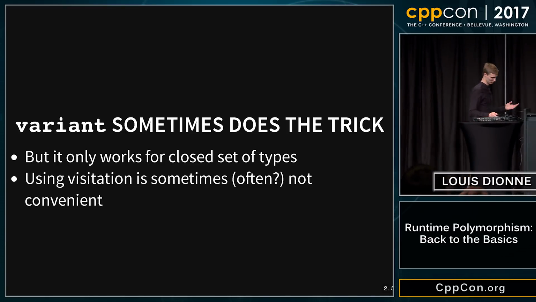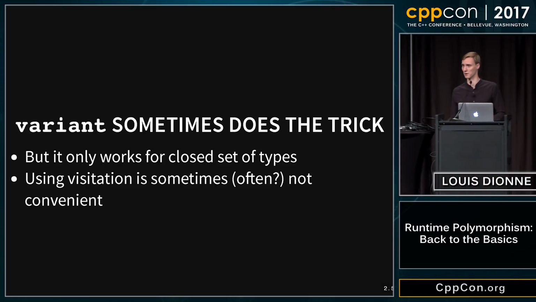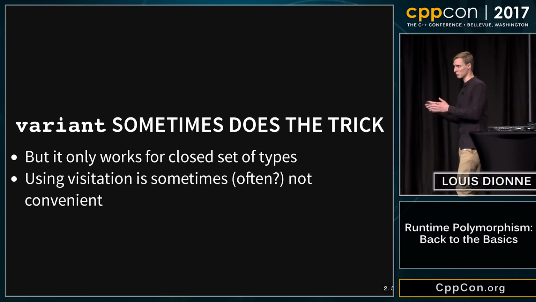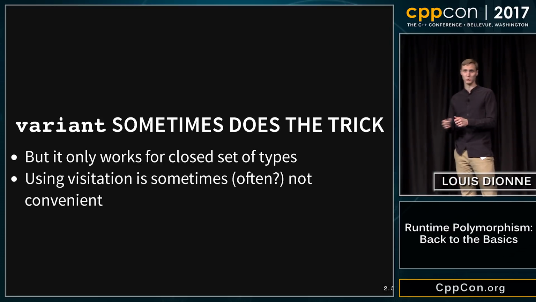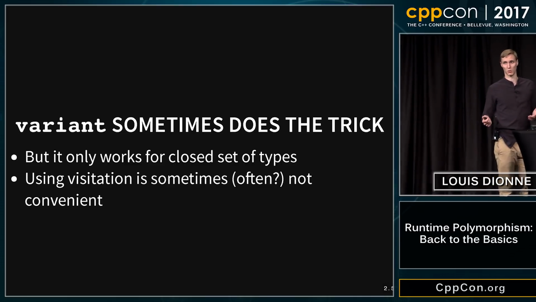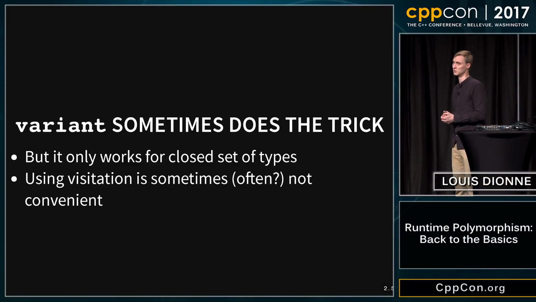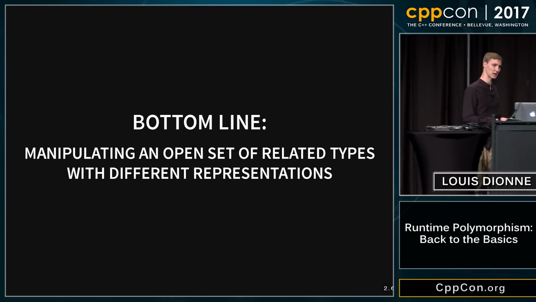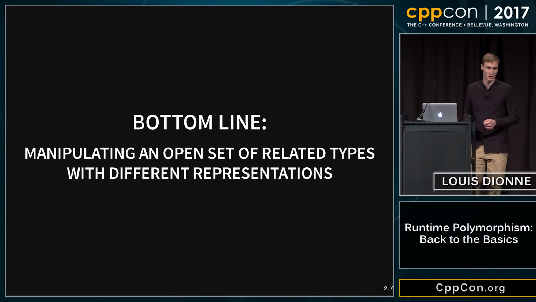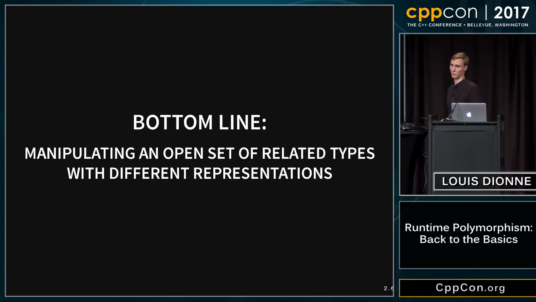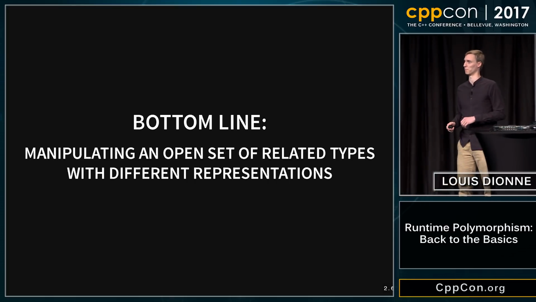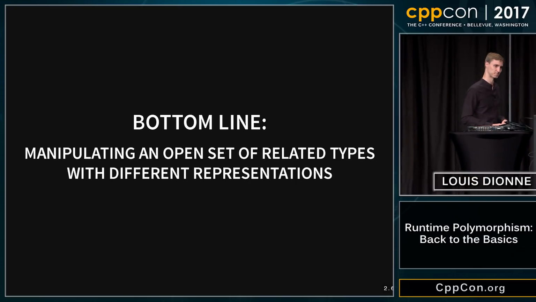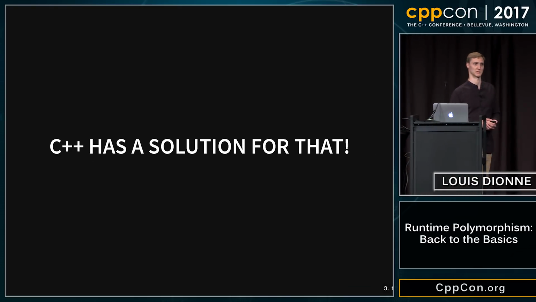And sometimes variant does the trick. Sometimes it's enough, but it only works when you have a closed set of types, when you know all of your types in advance, when you can name them, when it's convenient to name them. Which is not always the case. And it's also not always convenient to use a visitation-based approach. So when you have an open set of types, you want to use runtime polymorphism as we usually understand it. And obviously, C++ has a solution for that.